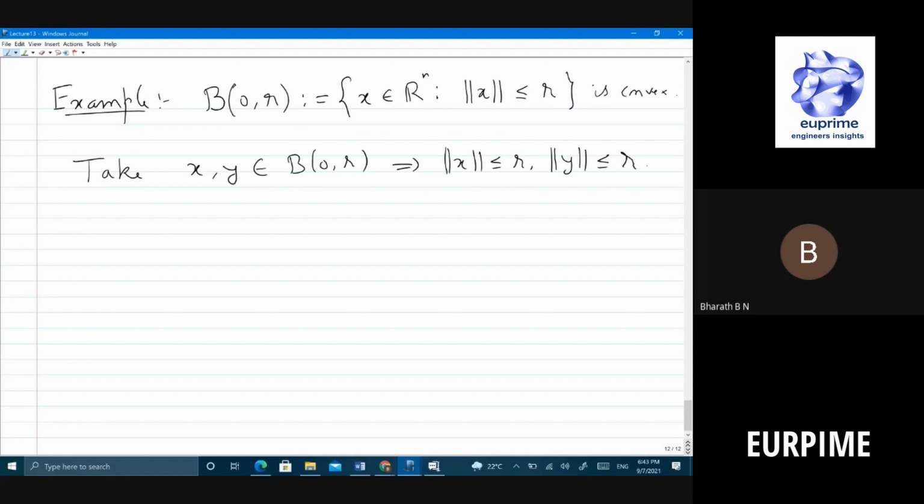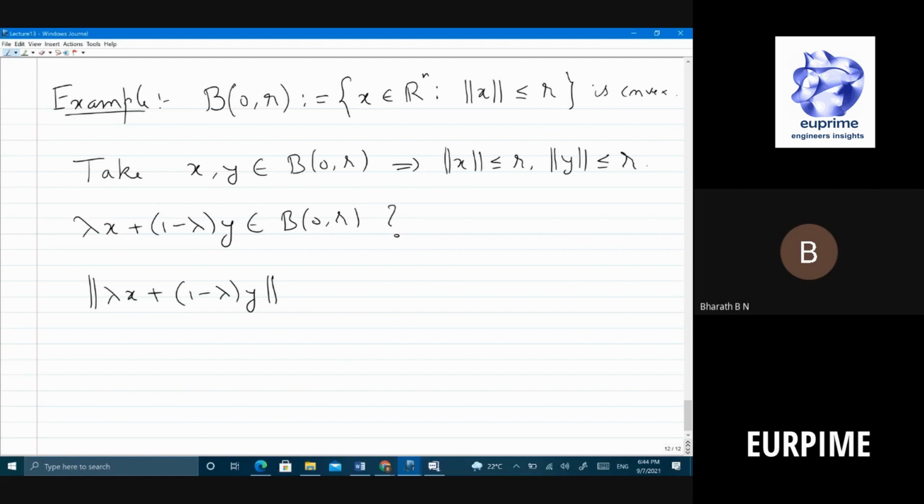Now, what is it that I have to prove? I have to prove that all the points on the line belong to this set. So let's look at this: lambda x plus (1 minus lambda) y belongs to this ball, is the question. We need to answer this. So when do you say that it belongs to the ball? If the norm of that is less than or equal to r. That's what we have to verify. So we'll verify that the norm of lambda x plus (1 minus lambda) y, any norm, is less than or equal to r.